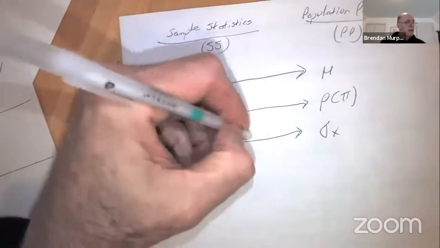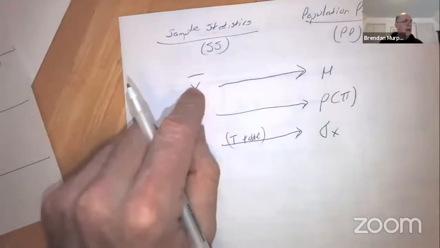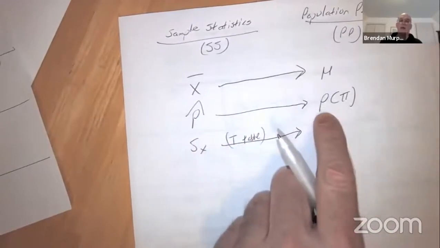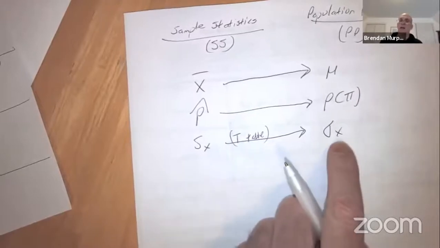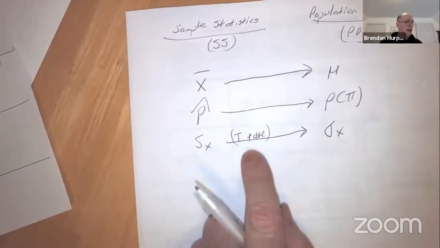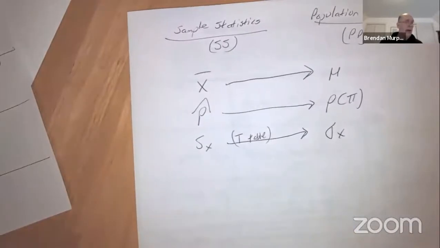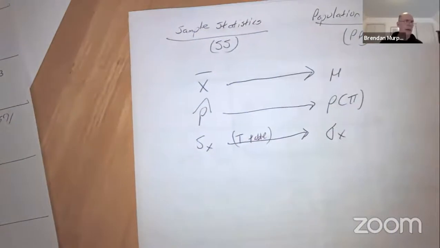And this kind of ties into what we call a t-table here. X bar is a pretty good unbiased estimator for mu. P hat's a pretty good unbiased estimator for P or pi. sx is less of a good unbiased estimator for sigma x, and we need to compensate for that, and that's one of the reasons we use a t-table. As my sample size gets bigger and bigger, all of these sample statistics become better and better forecasters or estimators for my population parameters.